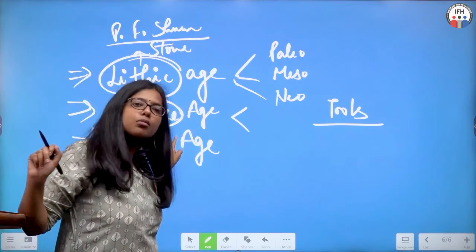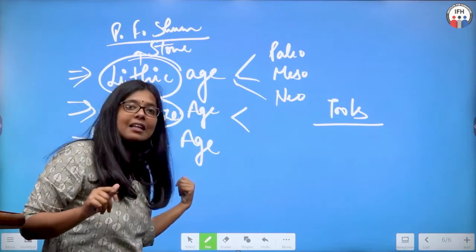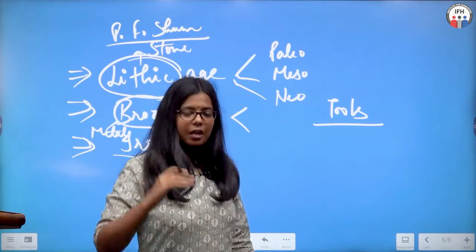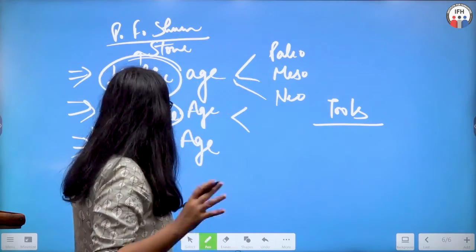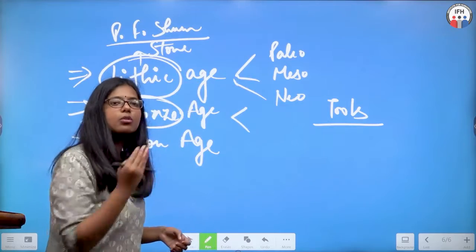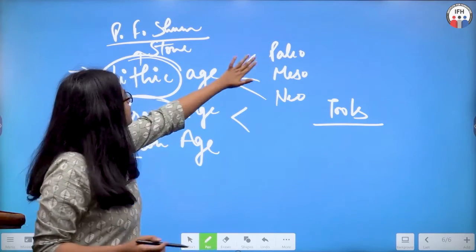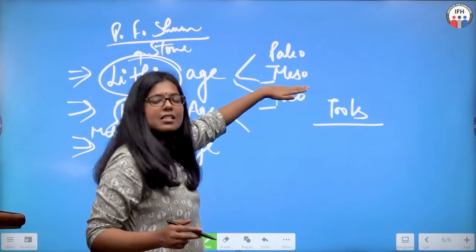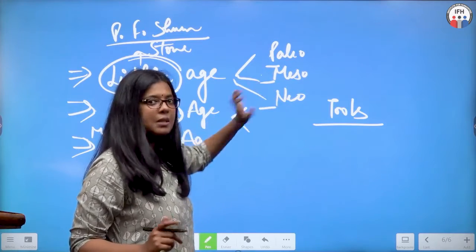So if tools are made of stone, Lithic Age. If they are also using metal, Bronze Age. If they are using iron, Iron Age. So this is the broader categorization. He has used it in the European context, but we borrowed the terminology and we are using it in India also. Now in the Lithic Age, Paleo, Meso, Neo, because there are some advancements which are happening over time. That is why this categorization has been done.